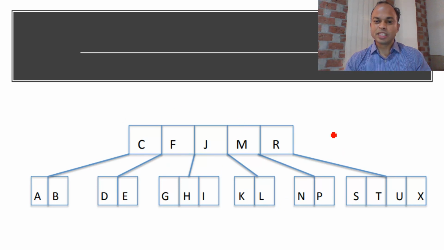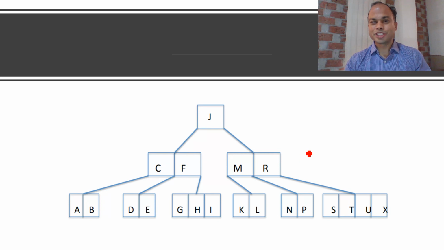Now further, this particular node consists of 5 keys. Maximum number of keys should be 4, so this node should split into two parts. J should be above, and the left child should be CF, the right child should be MR. So we have a structure like this. So we observe here this is a B tree. All the properties of the B tree are satisfied here. So in this way we can perform the insert operation.